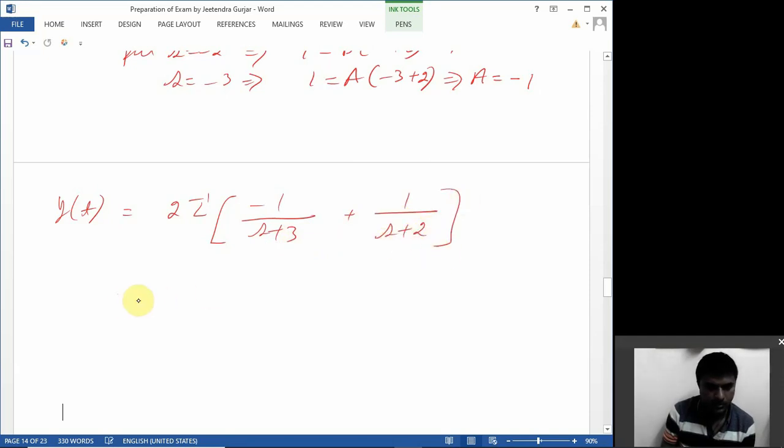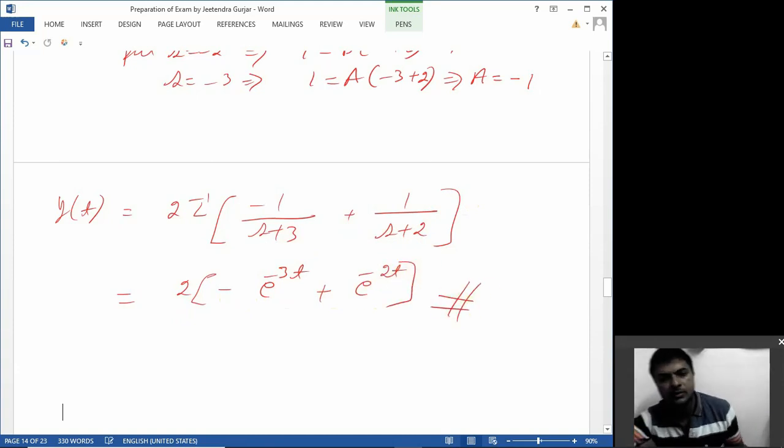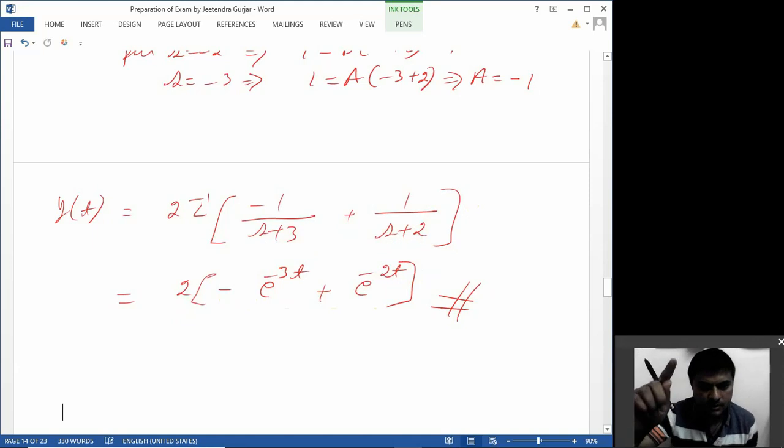So use the formula, friends. So this is going to become 2 minus e raised to minus 3t plus e raised to minus 2t. If you get this answer, friends, nobody can cut your marks. Please see that this step will be of 2 marks and the last step will be of 2 marks. For the remaining steps they will give only 1 mark or 2 marks.